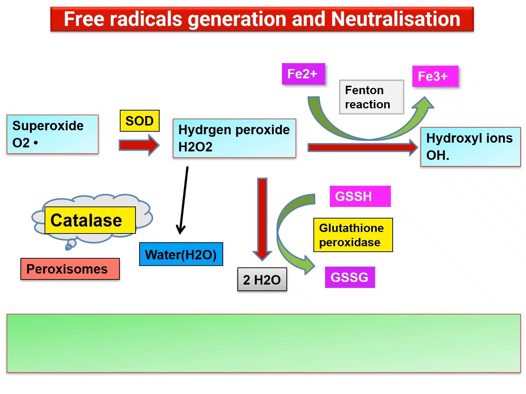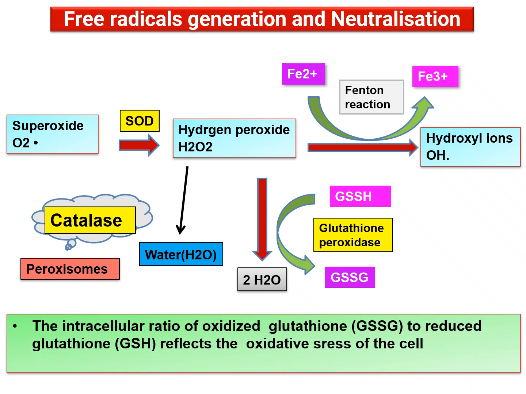This glutathione, the ratio of reduced glutathione and oxidized glutathione, indicates oxidative stress present in the body. So the intracellular ratio of oxidized glutathione to reduced glutathione reflects the oxidative stress of the cell, and it is an important indicator of cellular redox balance.